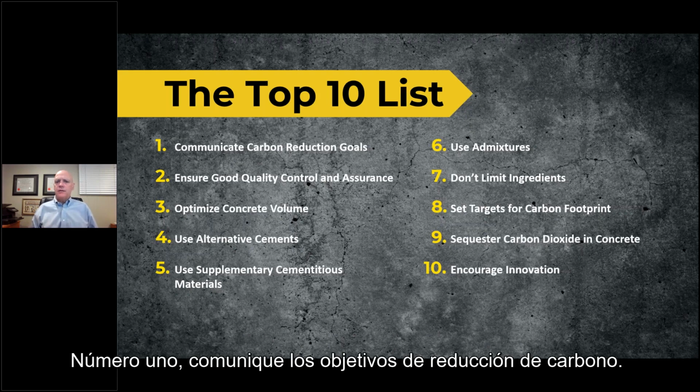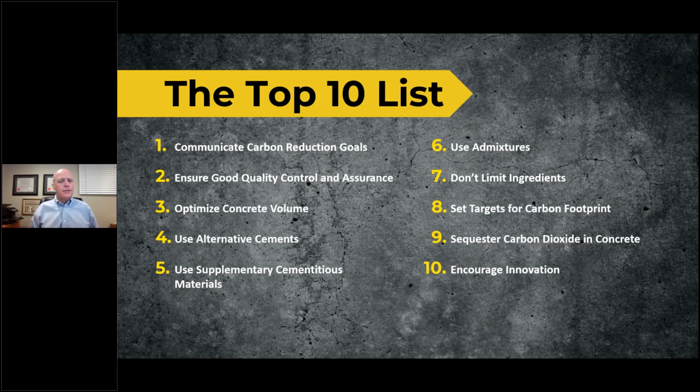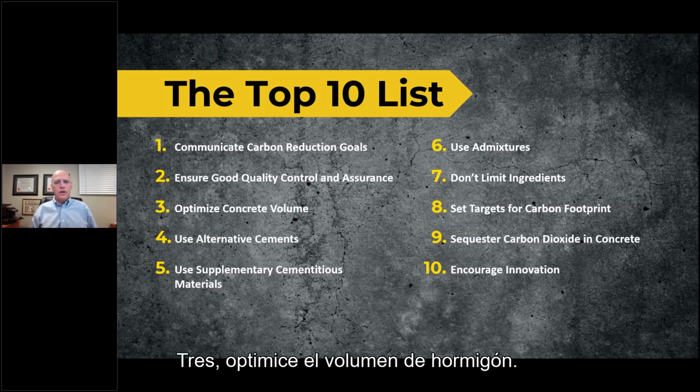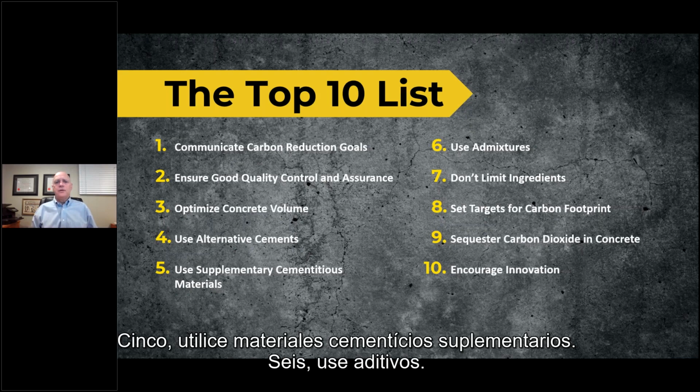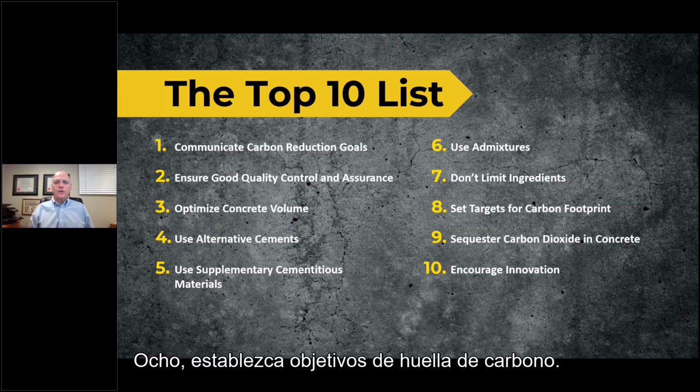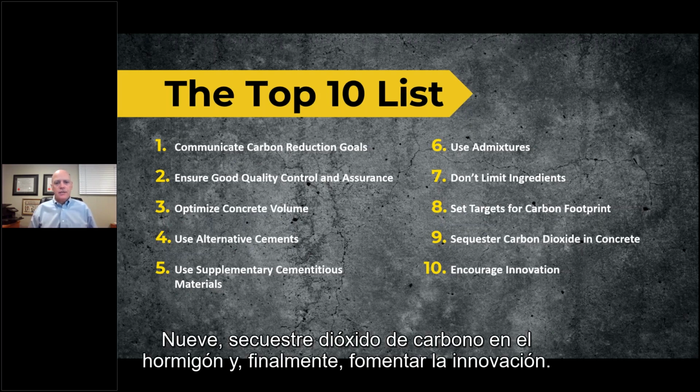Number 1, communicate carbon reduction goals. Number 2, ensure good quality control and assurance. 3, optimize concrete volume. 4, use alternate cements. 5, use supplementary cementitious materials. 6, use admixtures. 7, don't limit ingredients. 8, set targets for carbon footprint. 9, sequester carbon dioxide in concrete. And finally, 10, encourage innovation.